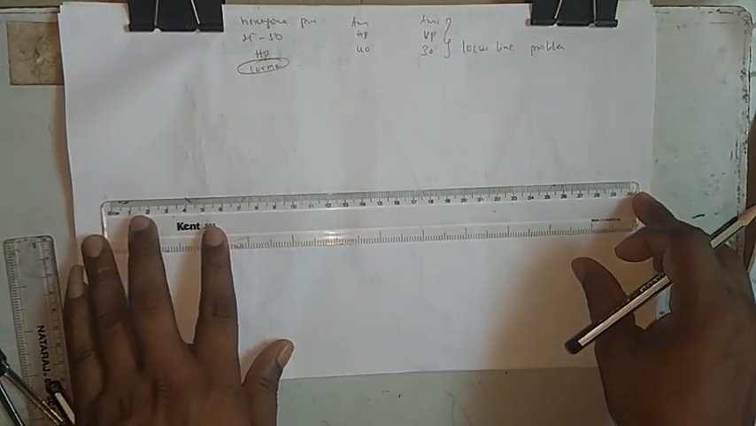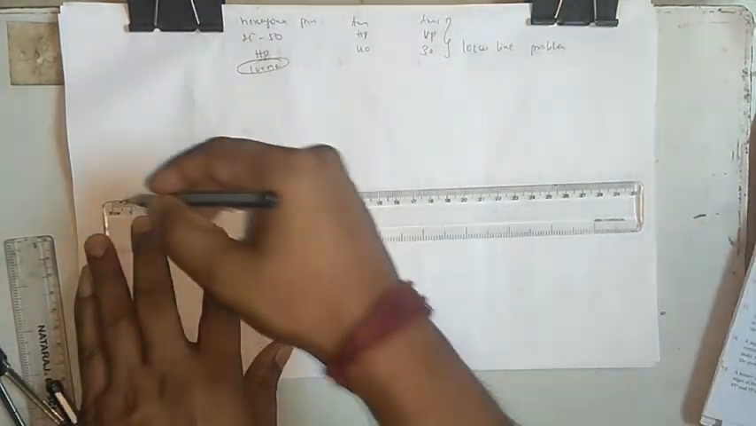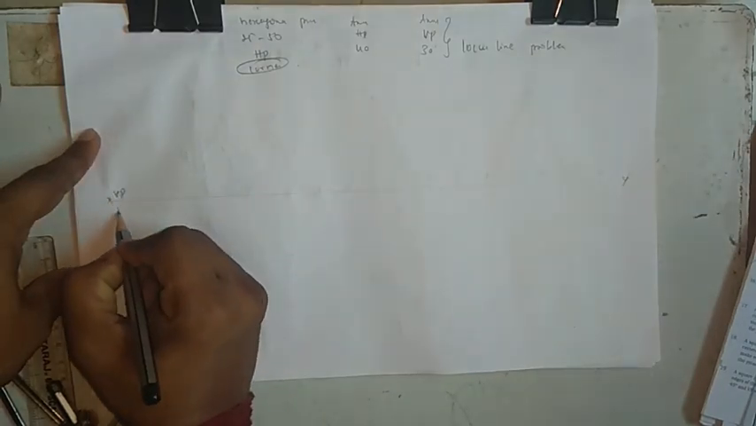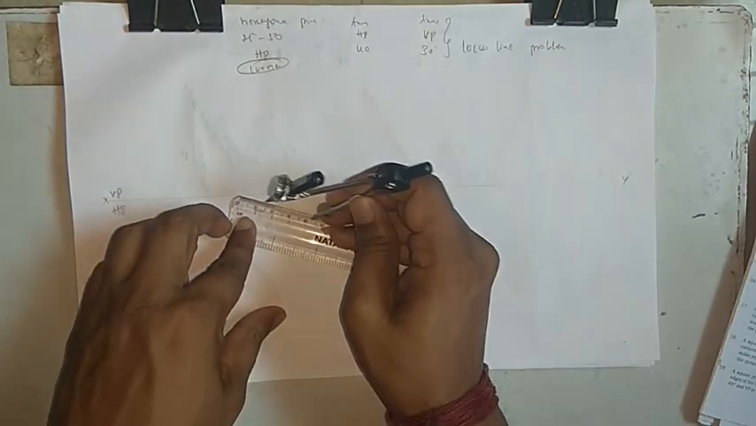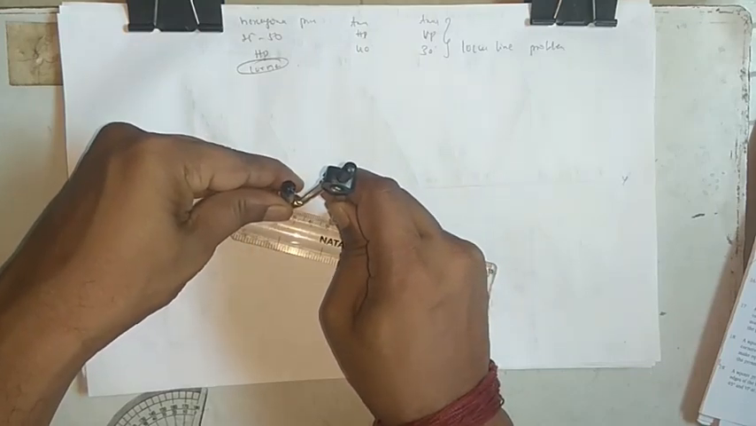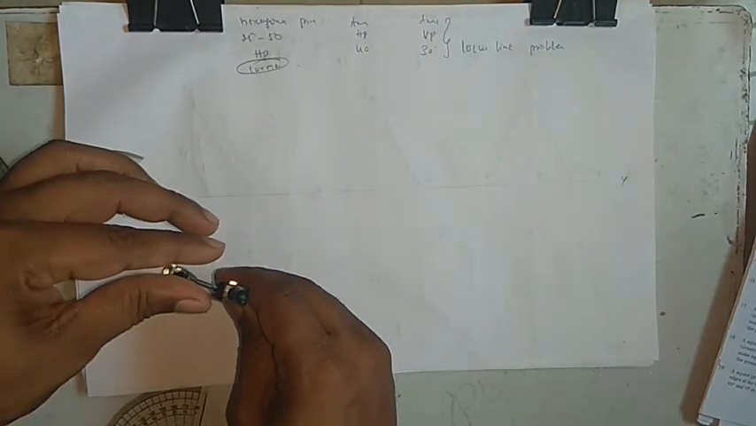So to start with the projection, we will draw a thin line, and that is XY, with VP and HP. In order to have a hexagon resting on the corner, first we'll take the radius equal to the edge length.